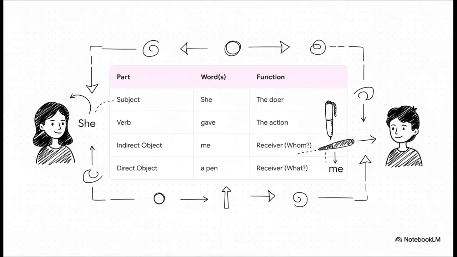Okay, look at how cleanly this breaks down. The subject, the doer, is she. The verb, the action, is gave. Now we ask our two questions. She gave what? A pen. That's our direct object. She gave the pen to whom? To me. That's our indirect object. See? Subject, verb, objects. It's that simple.